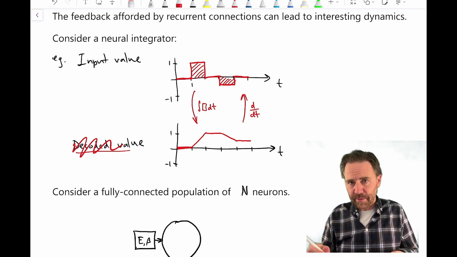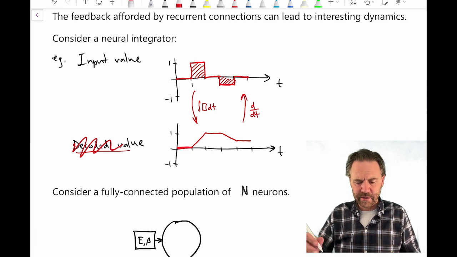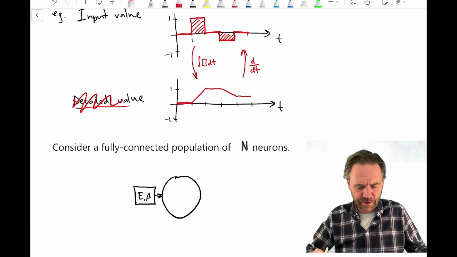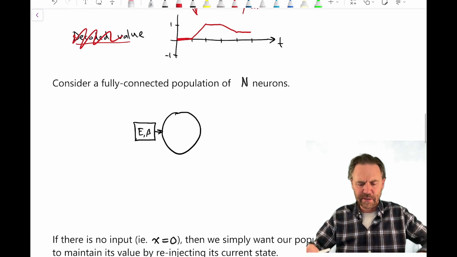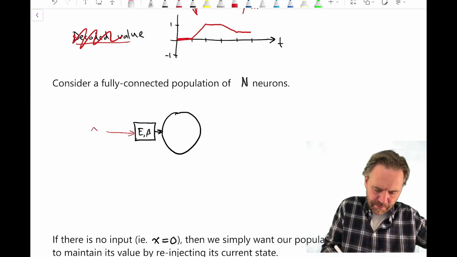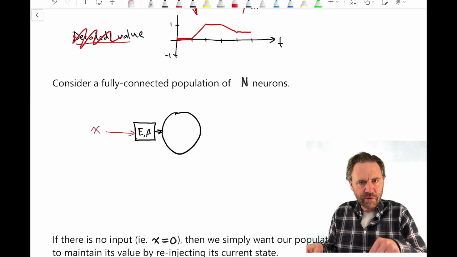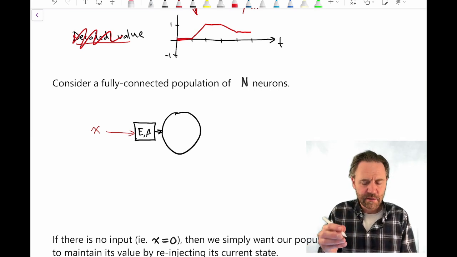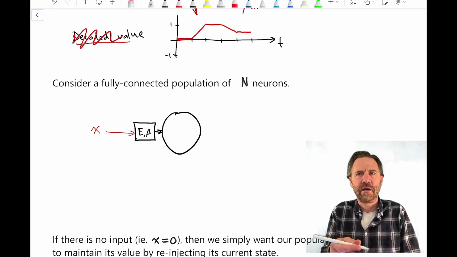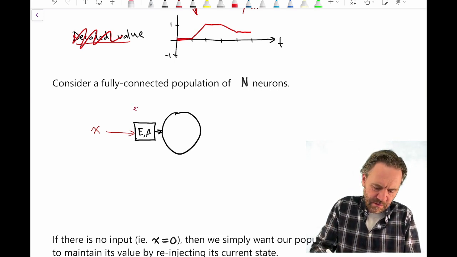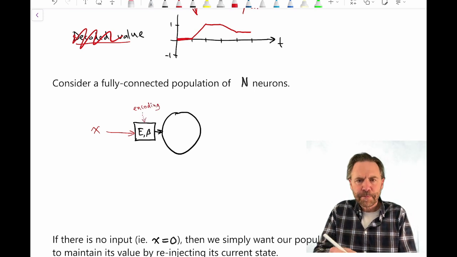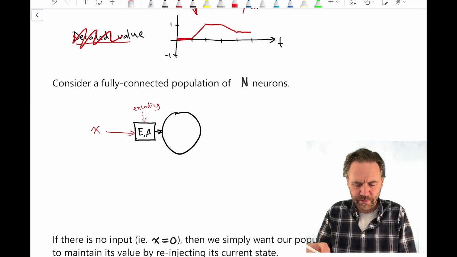So you can implement an integrator using a recurrent neural network. So let's do that. Consider a fully connected population of n neurons. We have input x coming in here. Now I'm showing the encoders and decoders explicitly as their own little box, and that little box computes the input current. So we can think of this as the encoding, and that input current goes into this population.